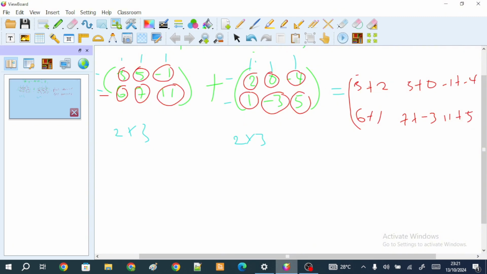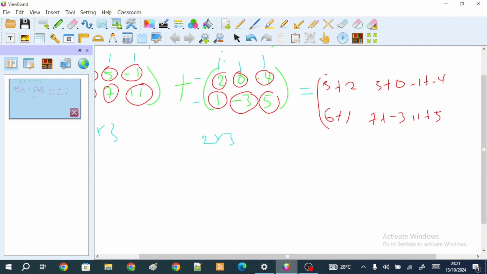Okay, we're adding elements at corresponding position, the same position. So here we're going to have 3 plus 2 as 5, 5 plus 0 as 5, minus 1 plus minus 4, that is -5, 6 plus 1 is 7, 7 plus minus 3 is 7 minus 3, which is 4, 11 plus 5 is 16. So when we add these two matrices together, what we get is 5, 5, -5, 7, 4, and 16.